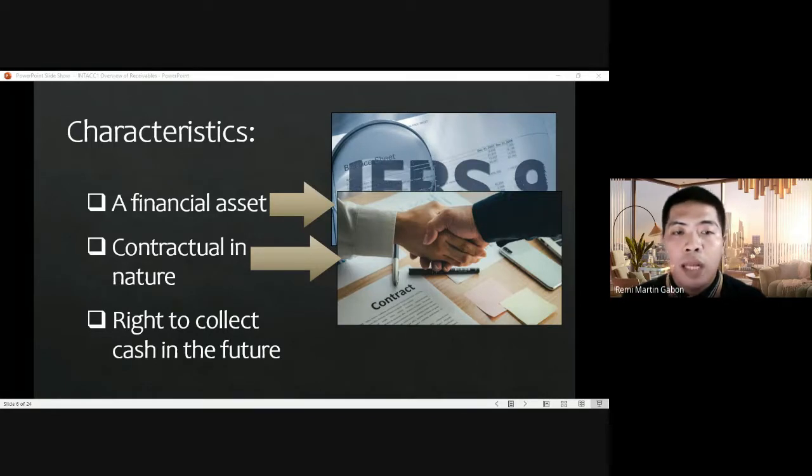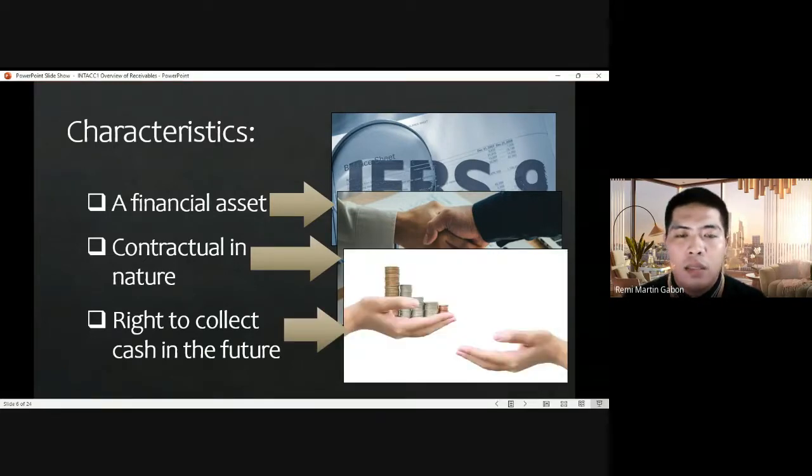Then, right to collect cash in the future, it is the resulting right for one that is involved in the contract. So someone in that contract, the other party will have the obligation and the other one will have the right to collect cash in the future. So that is the characteristic of receivable. Financial asset because of IFRS 9, contractual in nature because they arise through contract, and it is a right to collect cash in the future.